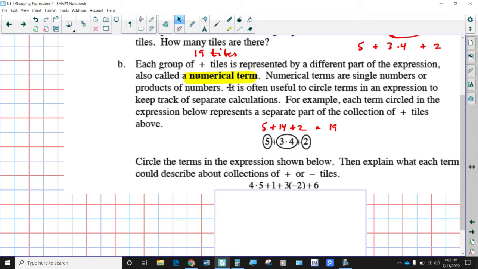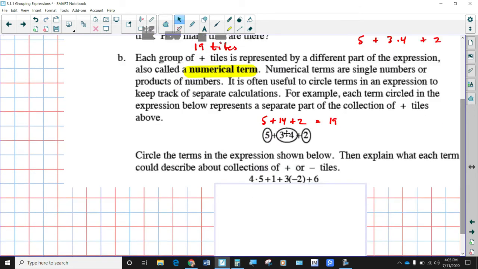Numerical terms are single numbers or products of numbers. It is often useful to circle the terms in an expression to keep track of the separate calculations. For example, each term circled in the expression below represents a separate part of the collection of the positive integer tiles that we saw up here. So the 3 times 4, that is a single term, right? It's the product of some different numbers. The number 5 is being added to this product, which is being added to the number 2. So this expression has 3 different terms, okay?